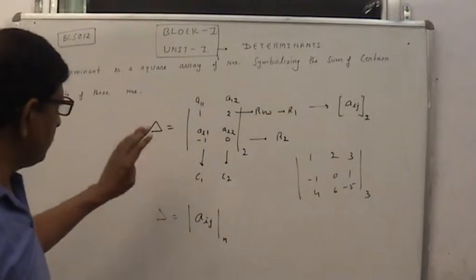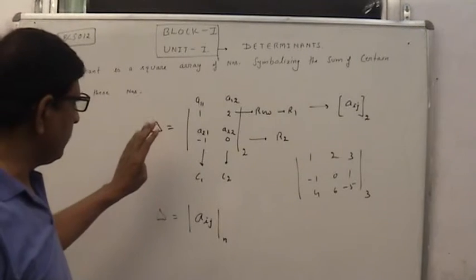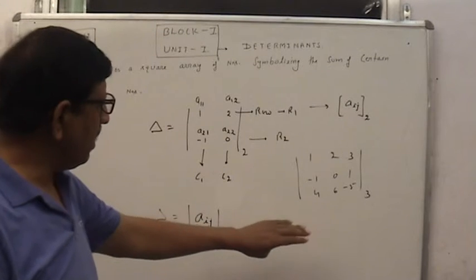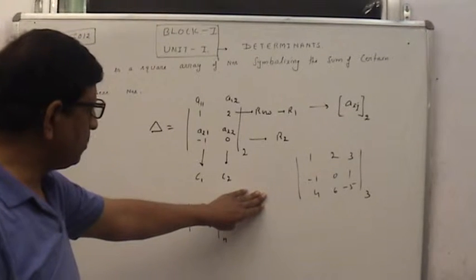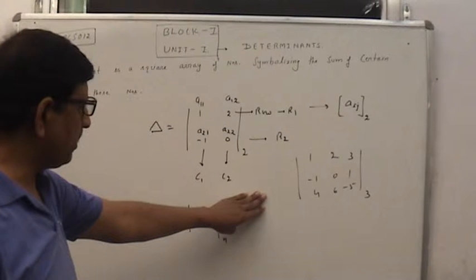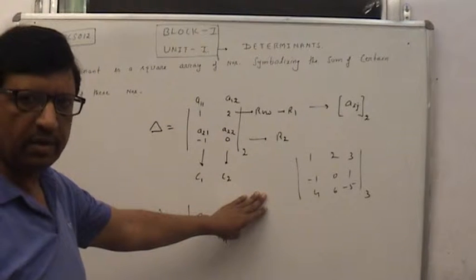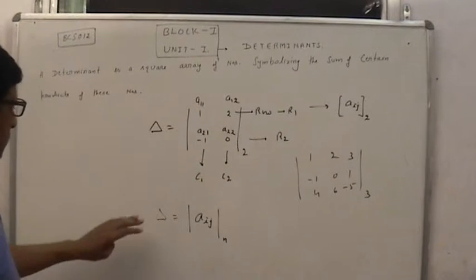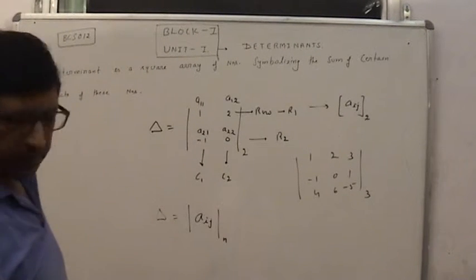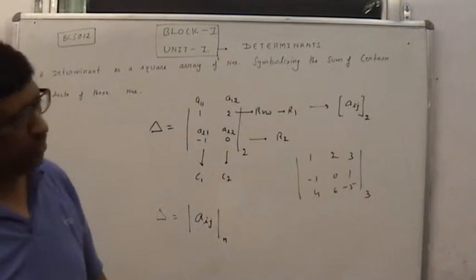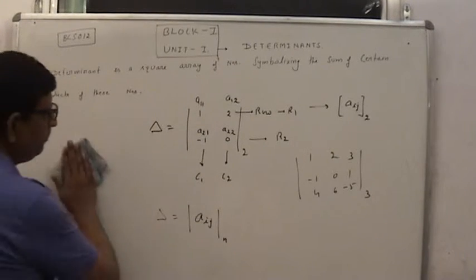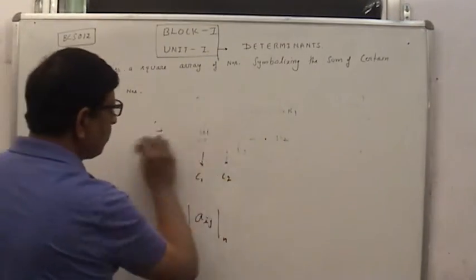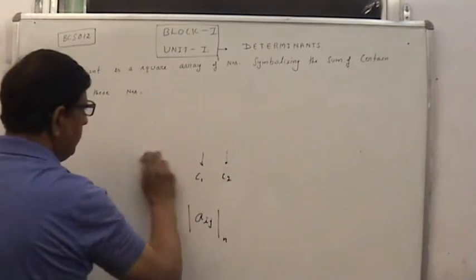So in this topic we shall discuss only determinants of order 2 and 3. Their application is very helpful in solving problems in mathematics, in physics, even in chemistry. So let us discuss how to solve a determinant. We start with a 2 by 2 determinant, then 3 by 3.